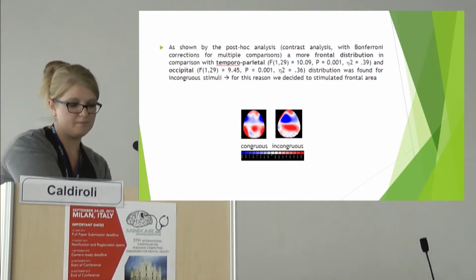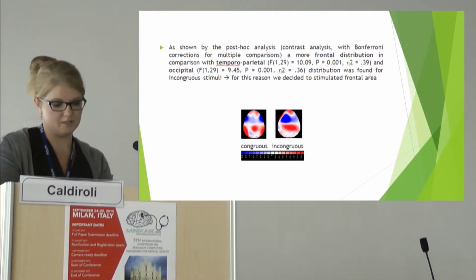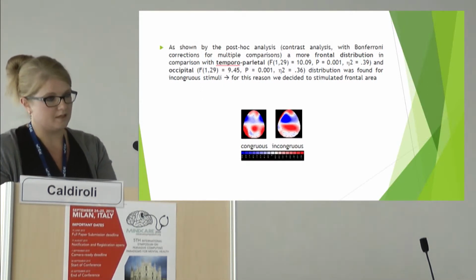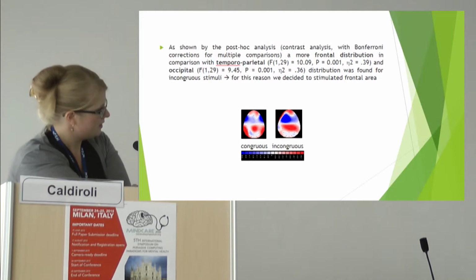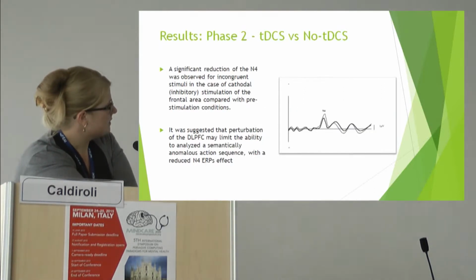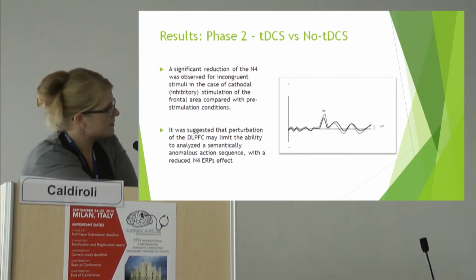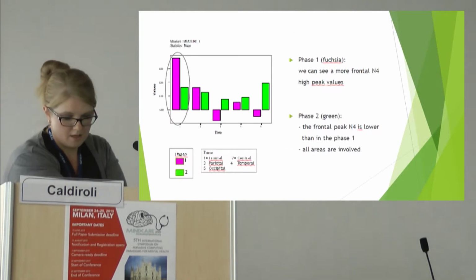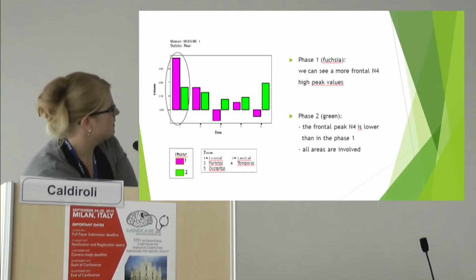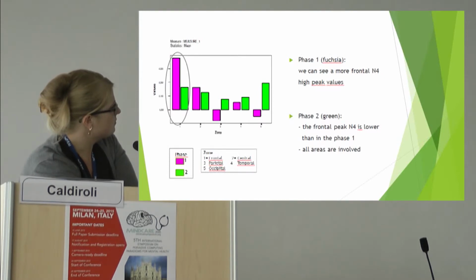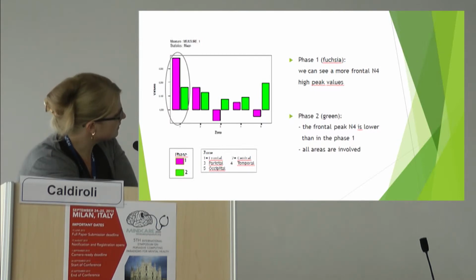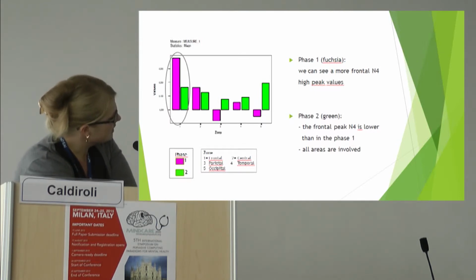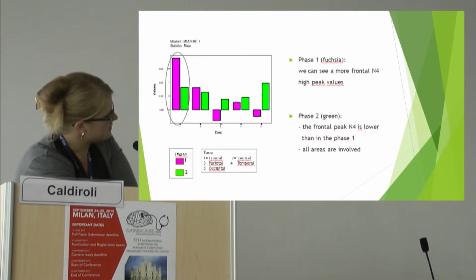We made an analysis of the results between the N400 when there is a stimulation and when there is not a stimulation, the sham, and in phase 1. And we can see that when there is a stimulation in the frontal area, the N400 effect is less and is reduced. Here we can see that in phase 1 there is a more frontal N400 peak, and in phase 2 it's also frontal but nearer the other areas, not like phase 1.